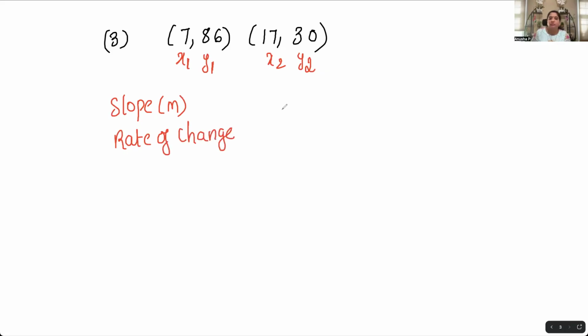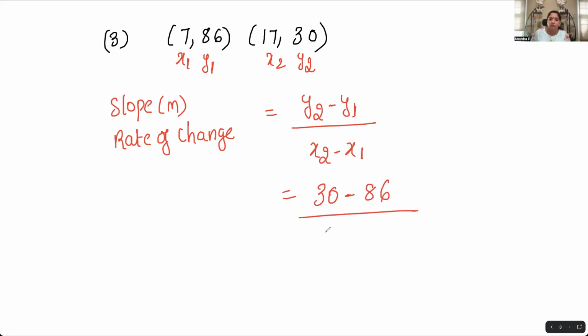Please write the formula for every question. Then it is easy for you to remember for a long time. And when you prepare for SATs or ACTs, it will be helpful. y2 minus y1 over x2 minus x1. What is y2 here? 30 minus 86 over x2 minus x1, which is 17 minus 7.